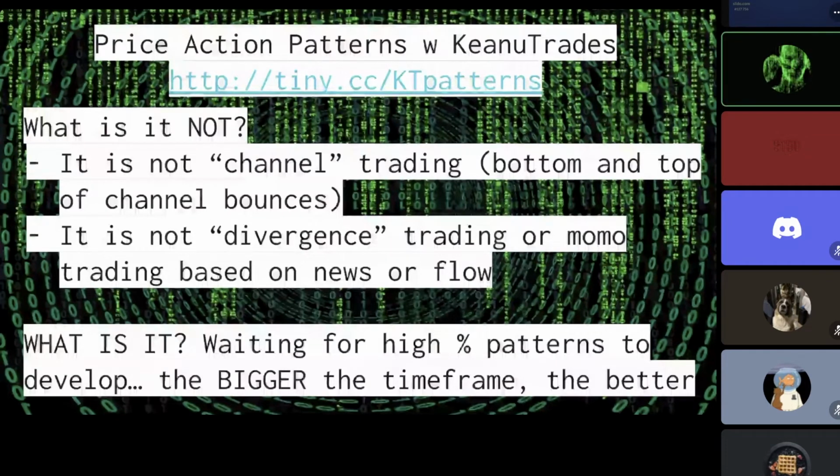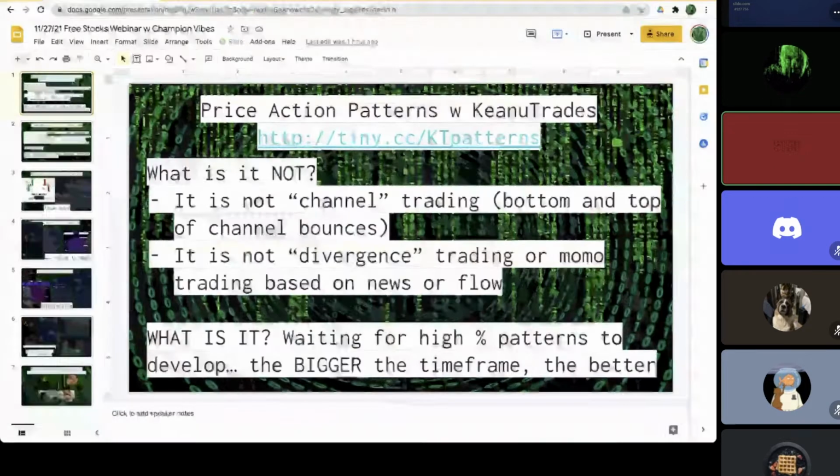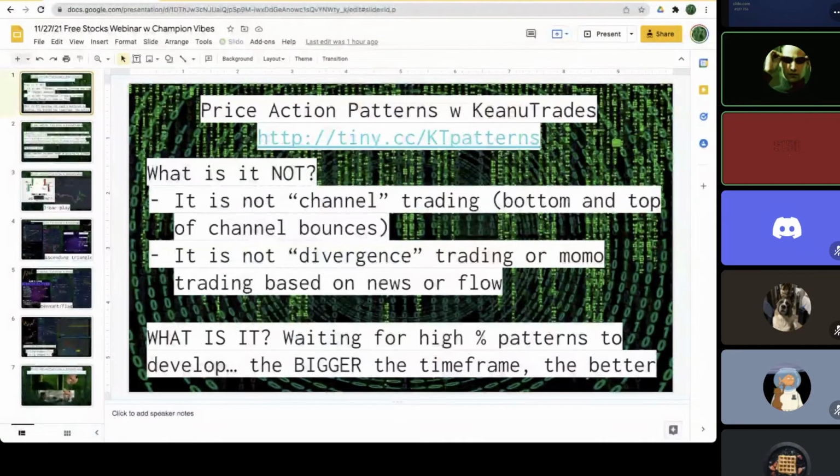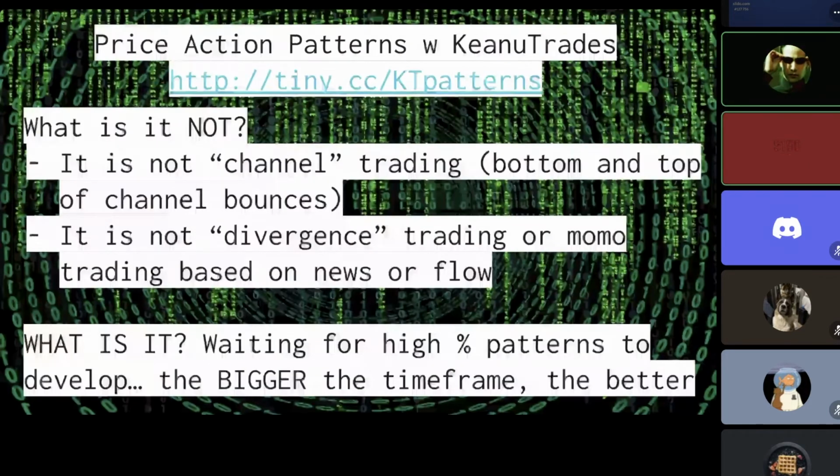Okay, so I have this link here. If you go to tiny.cc/KT patterns, you'll see the slides. I don't think you're sharing the right screen. Oh, okay. All right, let me. I see your Google Slides right now. Okay, cool. Maybe it was a little bit lagging or something. You guys good on the price action patterns? Yep. I spent all morning putting that matrix background. It all ties in.